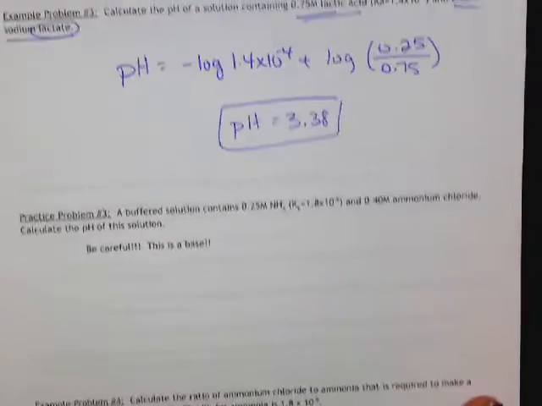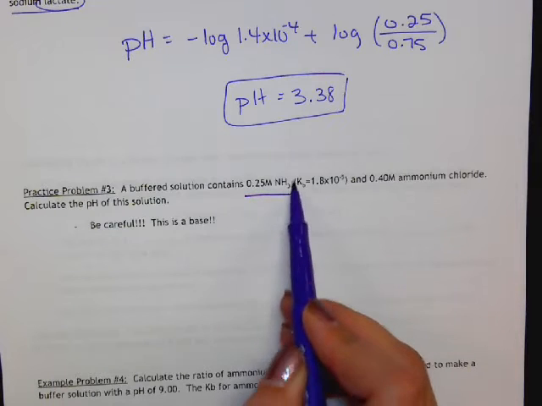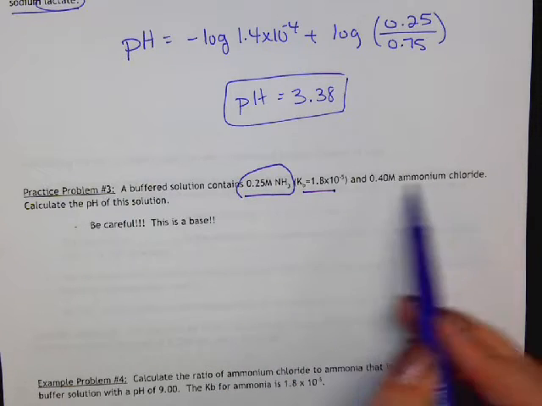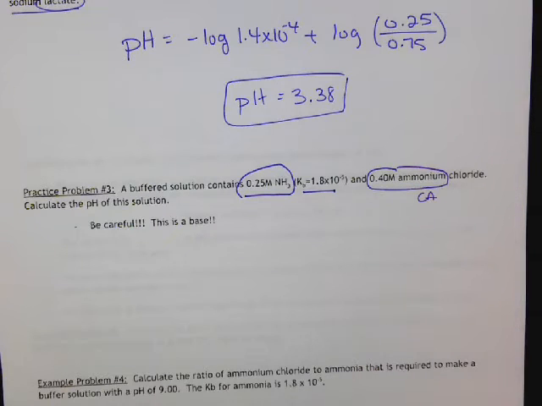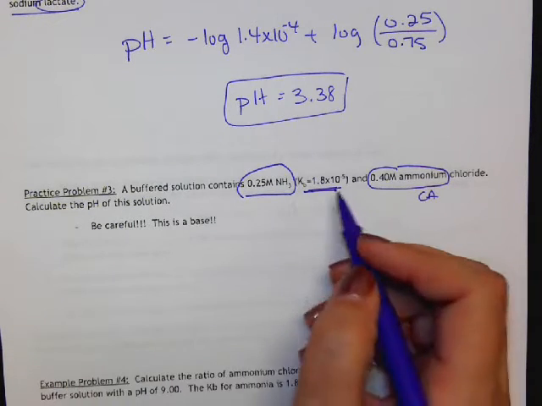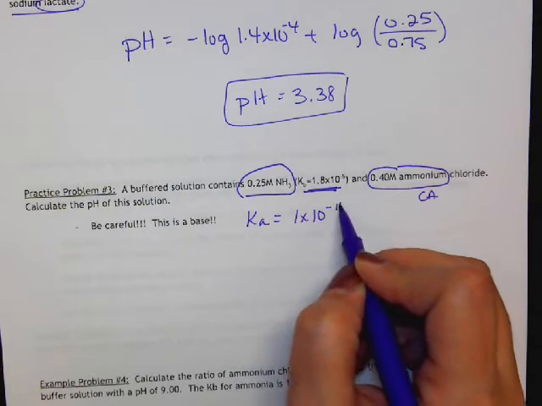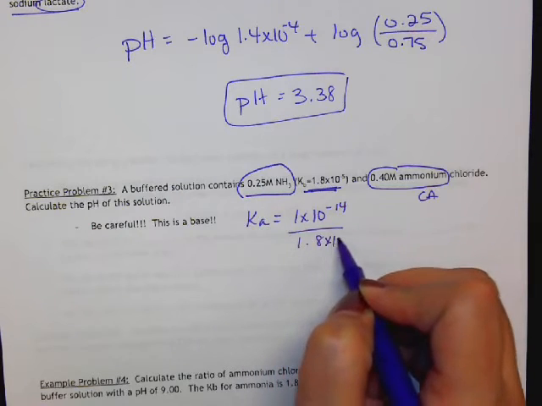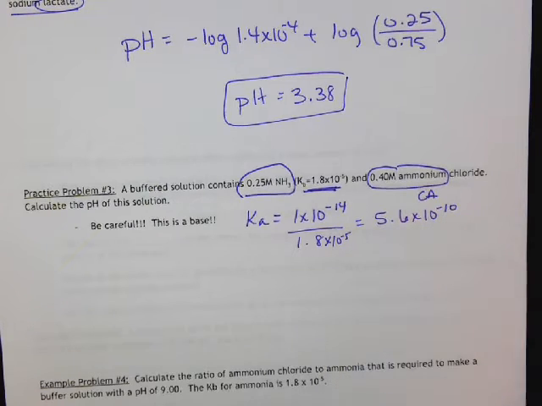Alright, let's look at a base. This problem here is a base. So we have our base concentration, we have a Kb, and then we have the concentration of our conjugate acid. Alright, so you don't have to do anything really differently for a base than for an acid, except that the equation uses Ka. So we would find the Ka here, and we would do that by doing 1 times 10 to the minus 14, the Kw, divided by the Kb, and we find that the Ka is 5.6 times 10 to the minus 10.